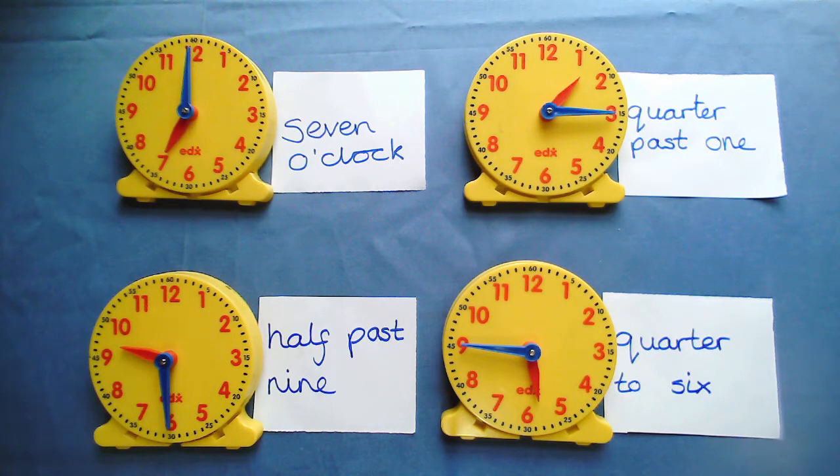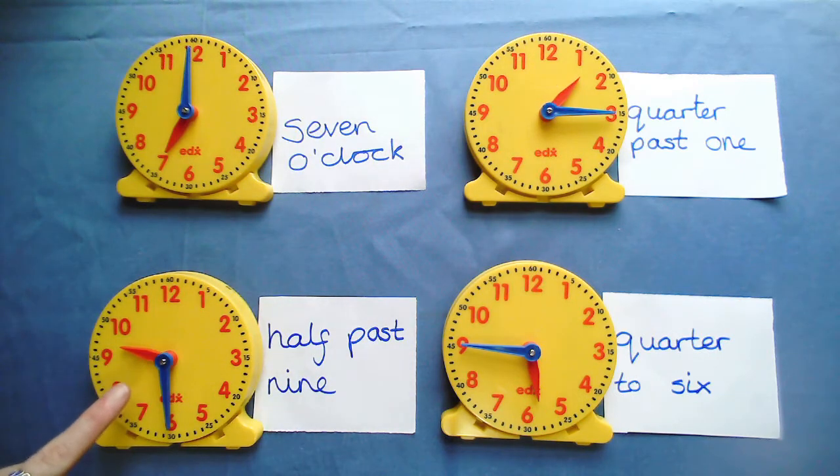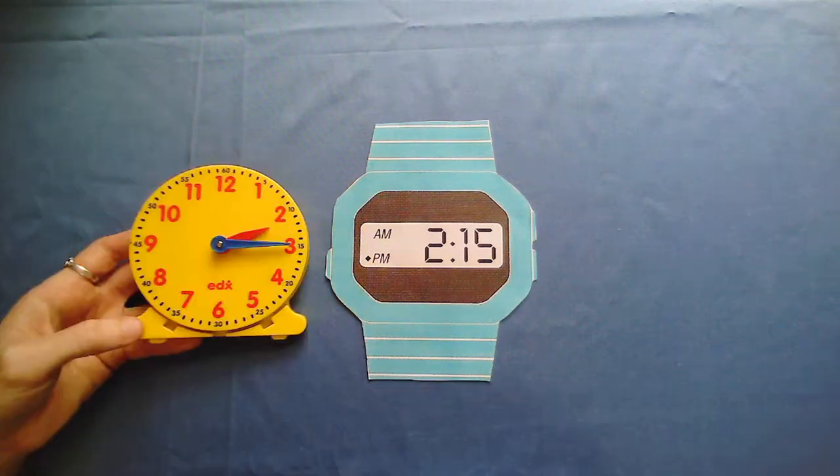Well done everyone. 7 o'clock, 1:15, 9:30 and 6:15. Sometimes you might see the time written on 12-hour digital clocks a bit like this one. Could be on a watch or maybe on a timetable for the bus.